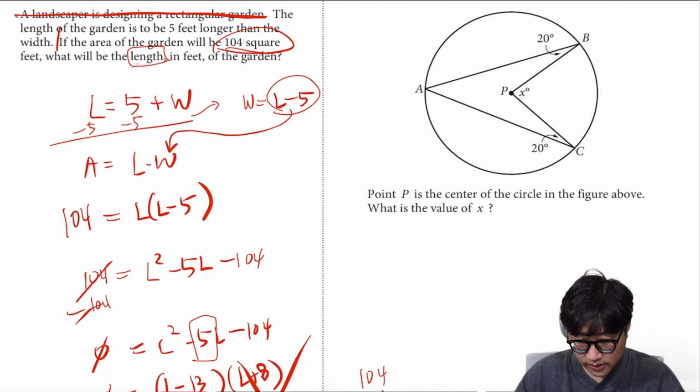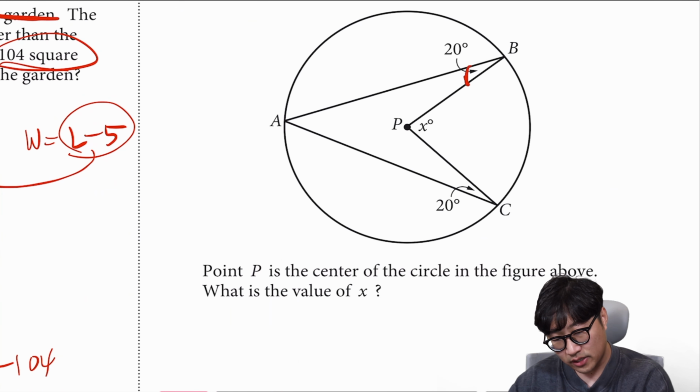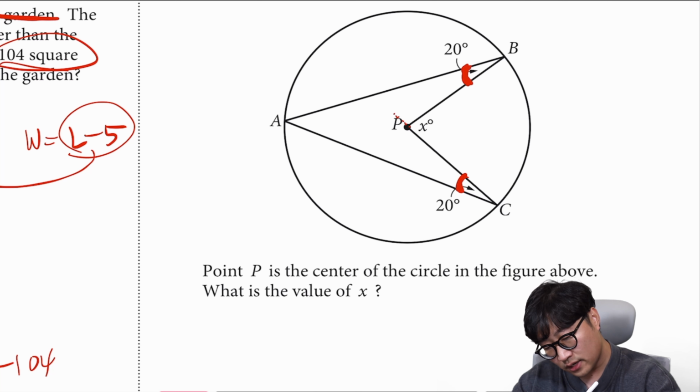All right, number 36, point P is the center. What is the value of X? If you take a look at it, that's 20 degrees. That's 20 degrees. If you can visualize this, if you extend all that over there, that arc better be double that 20 degrees.